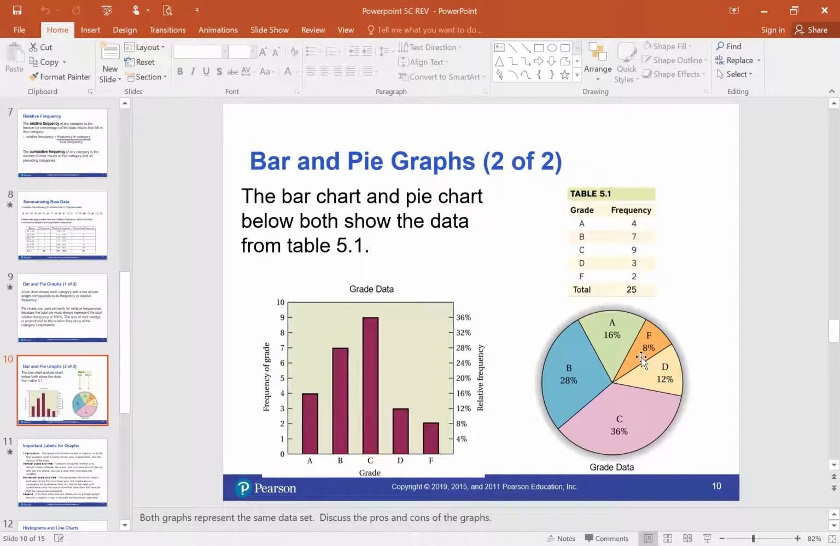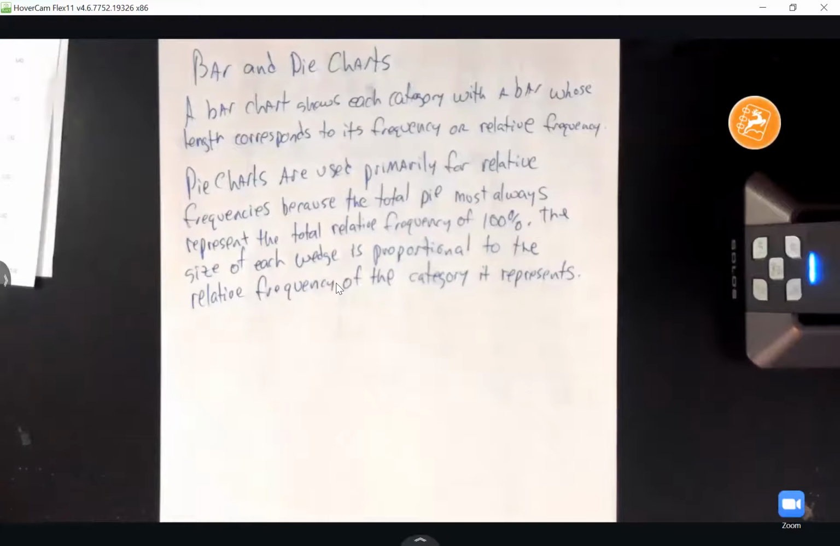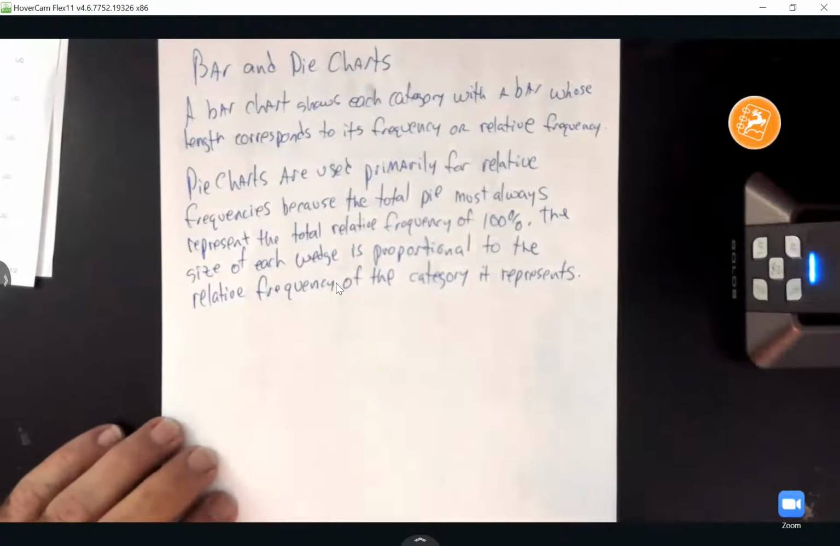All right, y'all. So back to the notes. So let's look at important labels for your graphs.